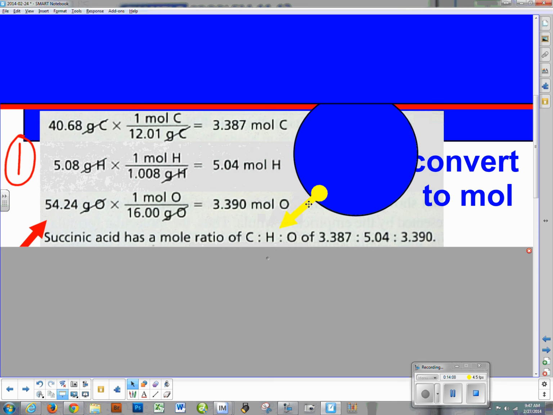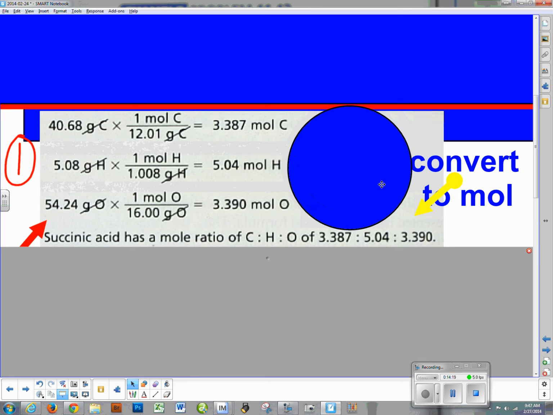So we've got the carbon, hydrogen, oxygen ratio at 3.387 to 5.04 to 3.390. Yes, question? Because that's what we assume. The ratios stay the same whether we have 100 grams or whether we have 1 billion grams. Don't they? The ratios of the molecules inside are still the same. They're not going to change. Are you with me?